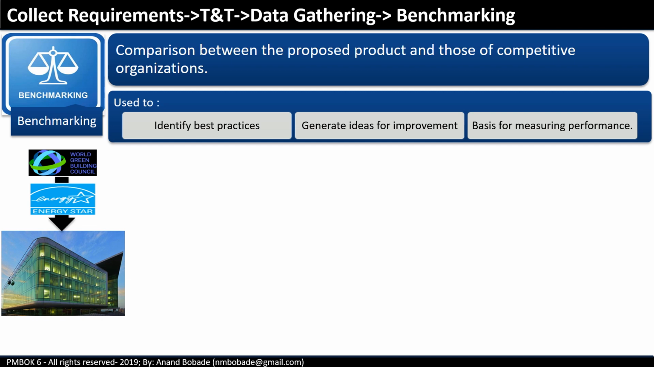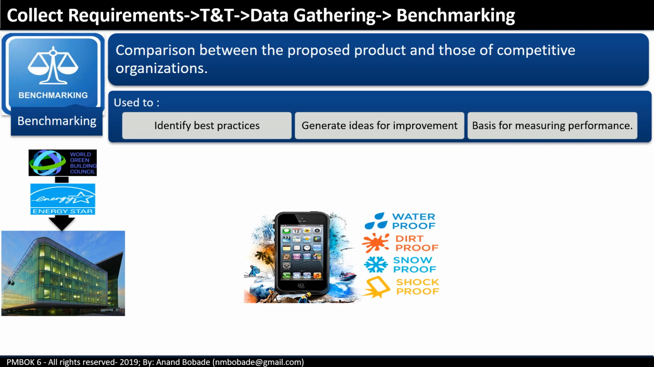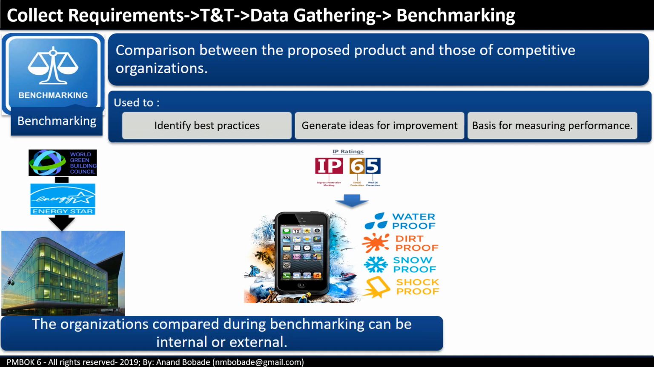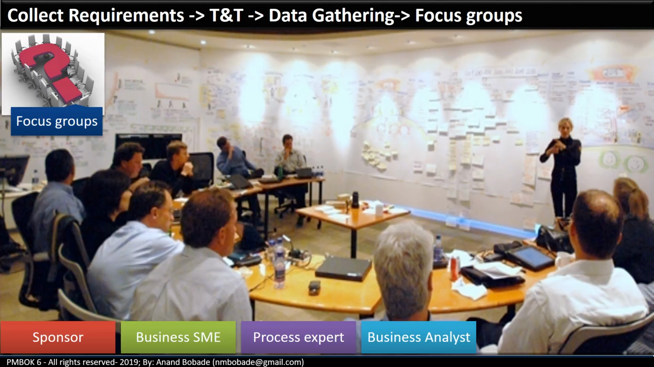Sometimes a stakeholder or client may say build the product according to some standard. For example, build a phone which can satisfy the IP65 rigidity standard. In this case, the project team will document requirements by referring to those standards documents. The organizations compared during benchmarking can be internal or external.